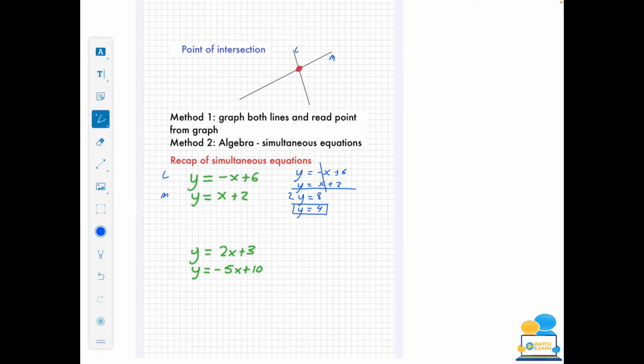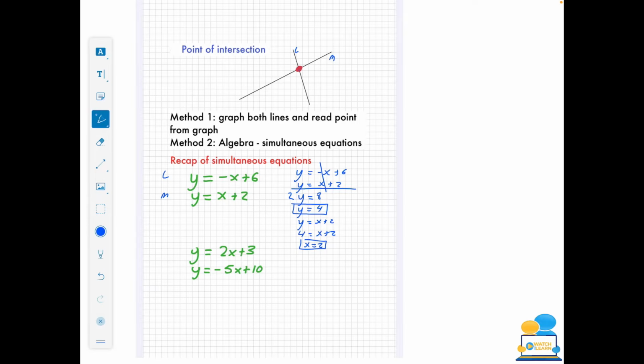Okay, that's one of my answers. Now, to get out the x, pick either the top or bottom one. I'm going to go with the bottom one. y is equal to x plus 2. And sub in what you just found. So y is equal to 4. So 4 is equal to x plus 2. What plus 2 is equal to 4? x must equal 2.